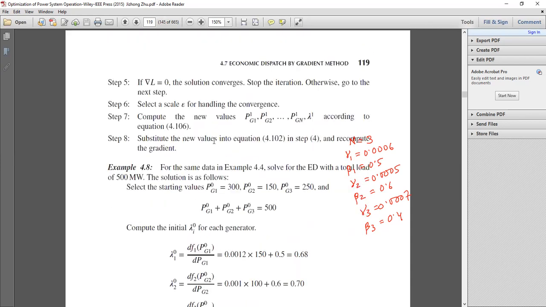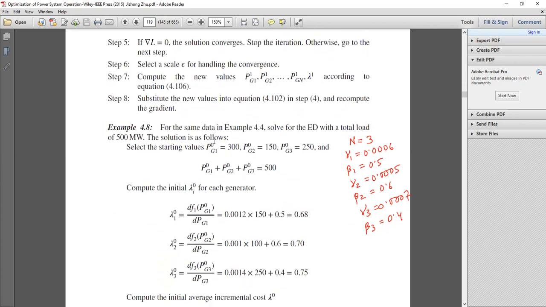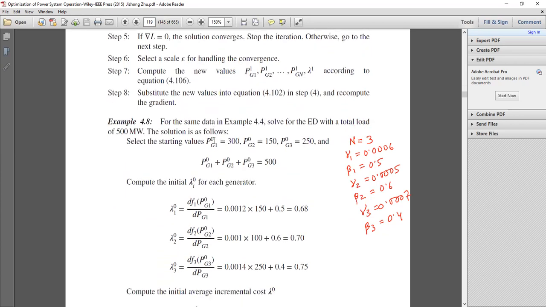Let's start from here. What is the first step? The first step is basically that we have to choose the starting values. The same data as in example 4.4, we have taken all the required data and solve for ED with a total load demand of 500 megawatt. So your P demand is 500.